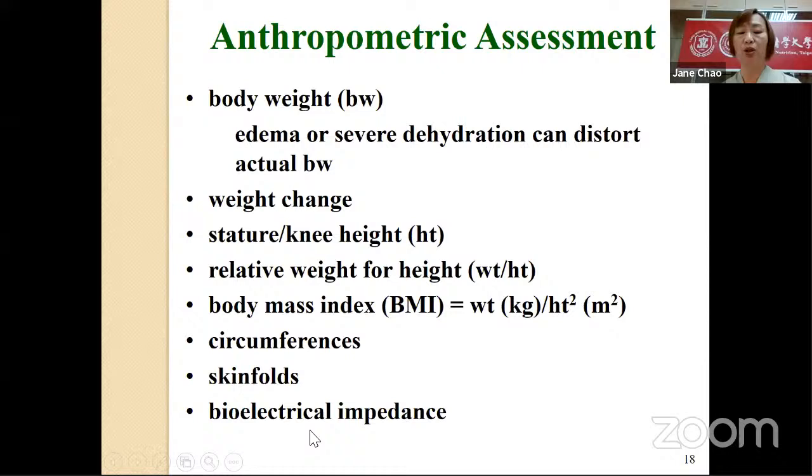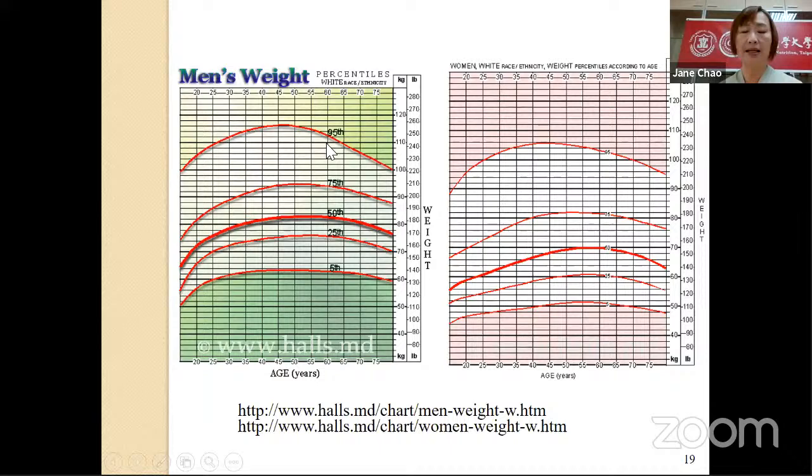BIA, bioelectrical impedance analysis, is a good method for anthropometric assessment. That means it gives more accurate data for your body composition. This graph shows men's weight and women's weight. You can see that it uses percentiles. The different curves indicate different percentiles at different ages in men and women. So you can use the percentile according to your age and see whether you are at a higher or lower percentile.